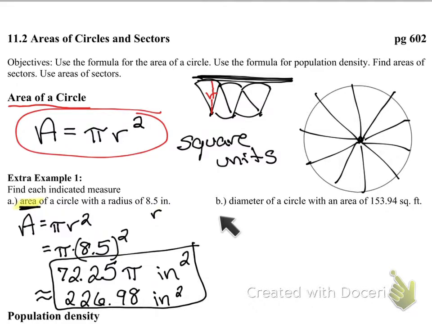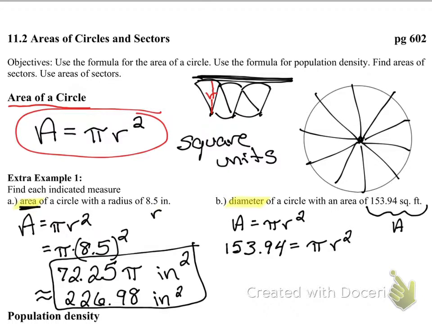Okay, here part B. We're trying to find the diameter of a circle with an area, so we're trying to find something different here. This is our area, that's our A. My area equation is pi r squared. My area is 153.94 square feet equals pi times radius squared. I need to solve for the radius first, because remember diameter is 2 radii. So I'm going to divide both sides by pi.